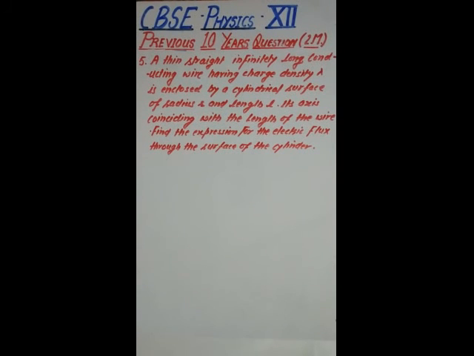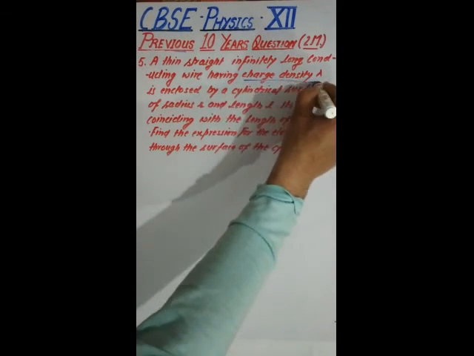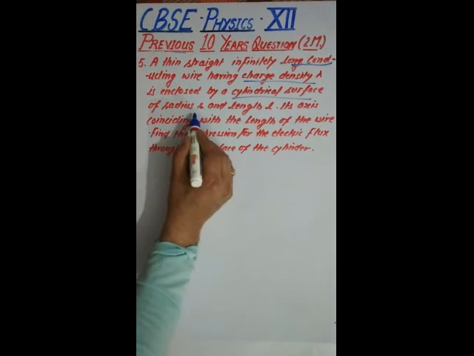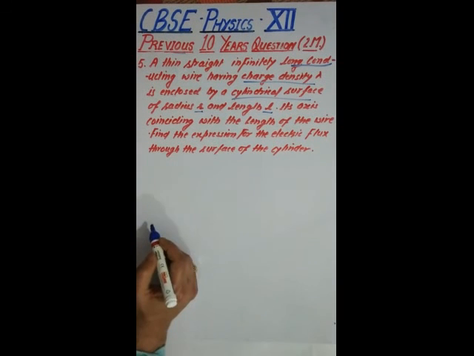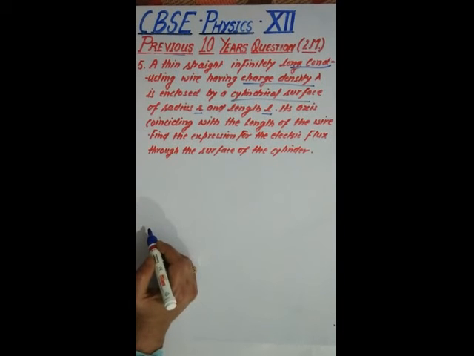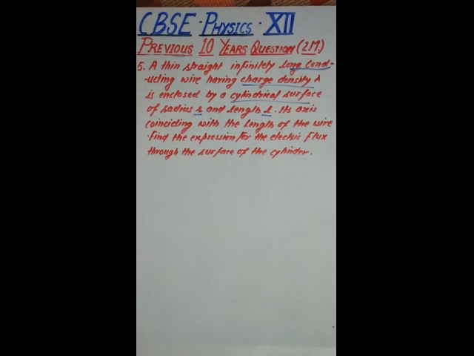A thin, straight, infinitely long conducting wire having charge density lambda is enclosed by a cylindrical surface of radius r and length L, its axis coinciding with the length of the wire. Find the expression for the electric flux through the surface of the cylinder.